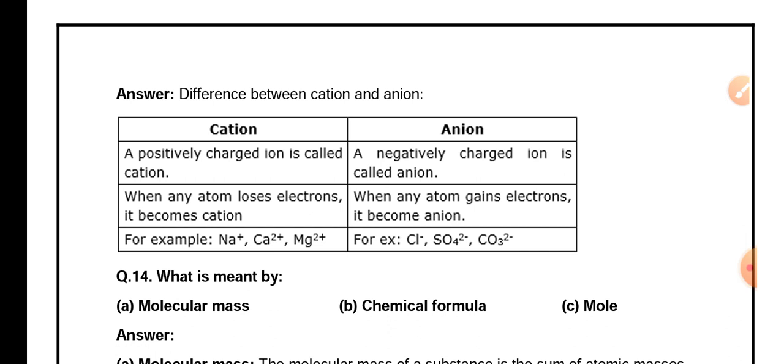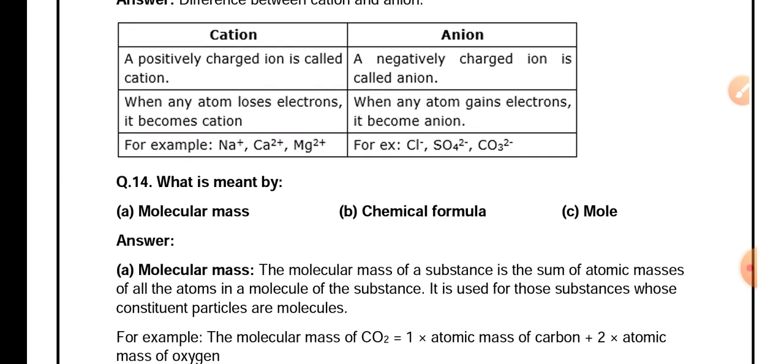Anion: a negatively charged ion is called an anion. When any atom gains electrons, it becomes an anion. For example, Cl-, which means chloride, sulfate SO4 2-, and CO3 2-.